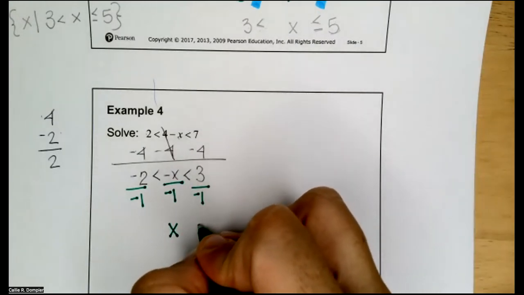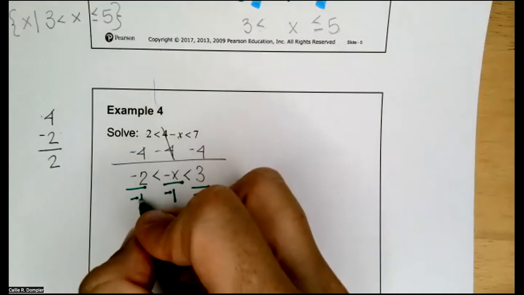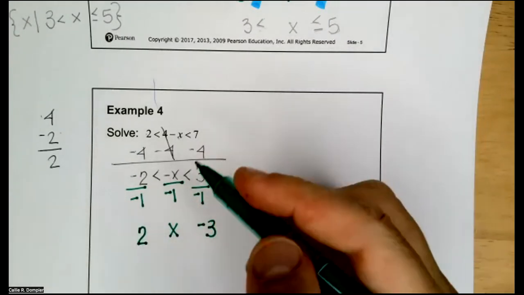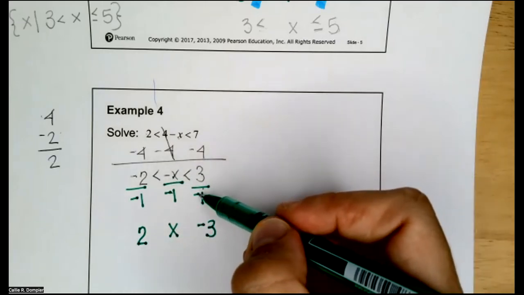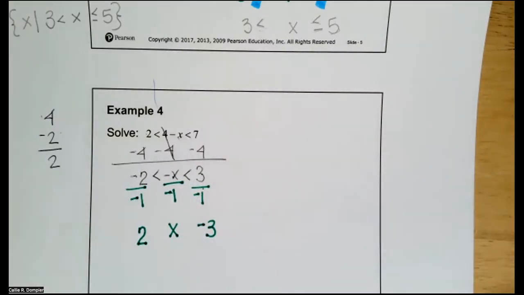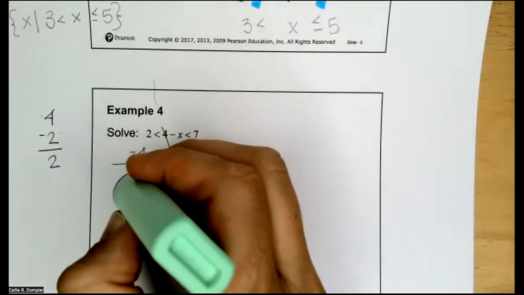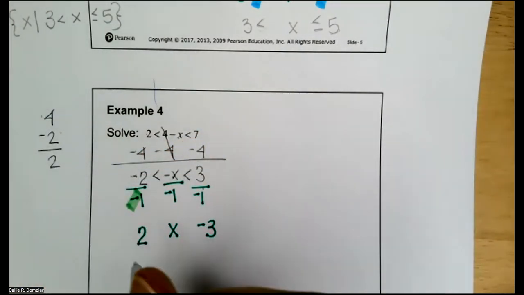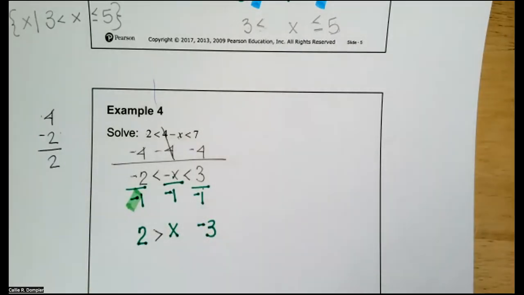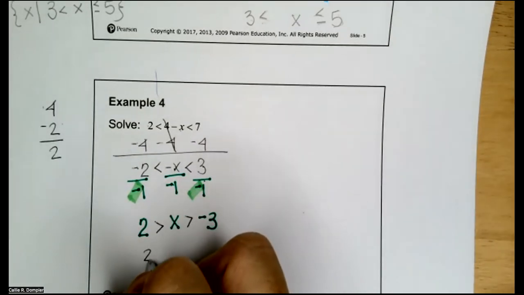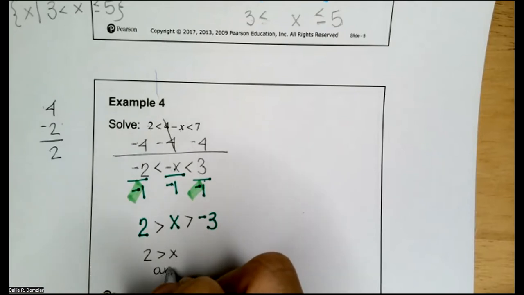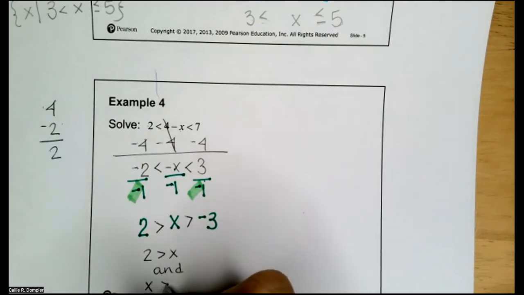However, 3 divided by -1 becomes a -3. -2 divided by -1 becomes a +2. Just think about it. Negative divided by negative is positive. Positive divided by negative is negative. And because of that negative sign, we're flipping the symbol. Because we divided by negative on this side, we're flipping the symbol. So that means 2 is greater than x, and x is greater than -3.